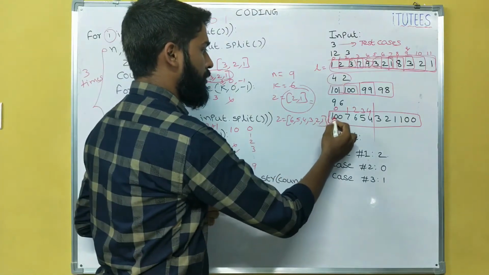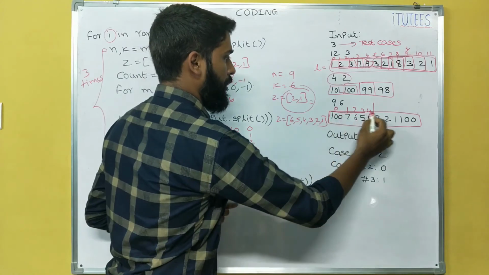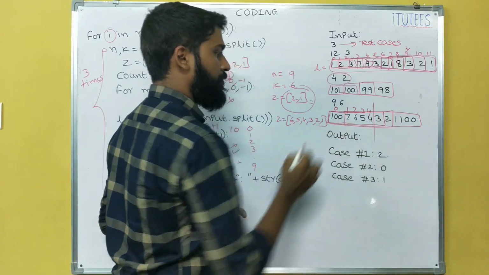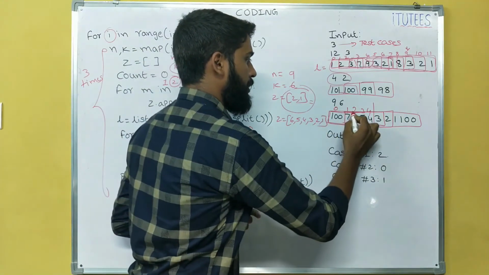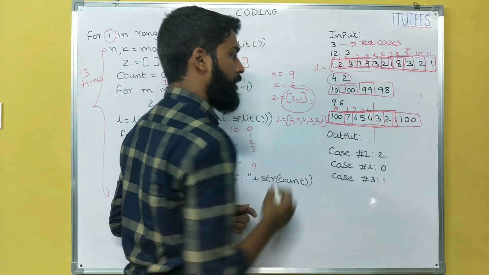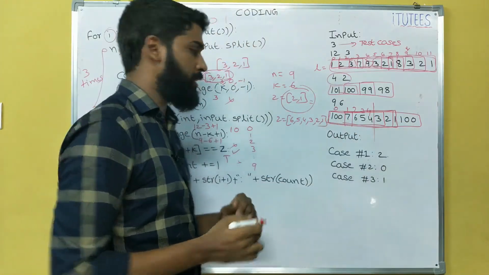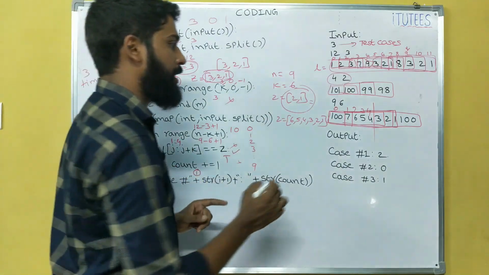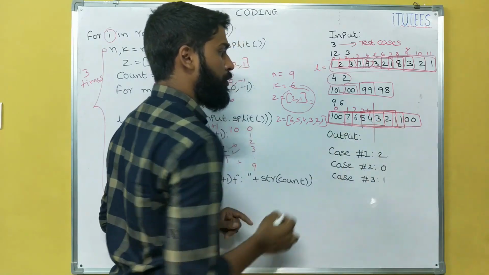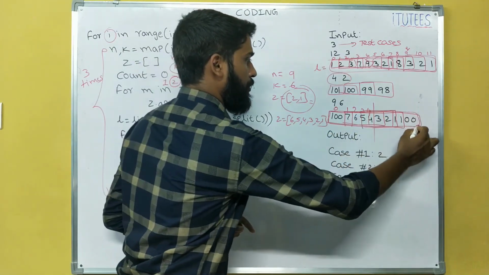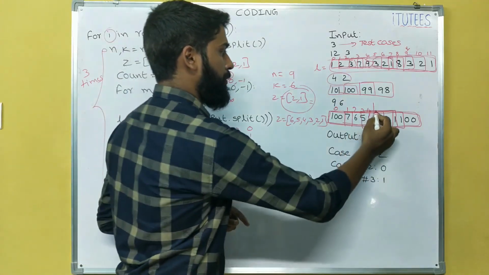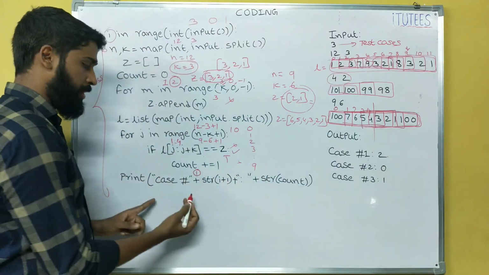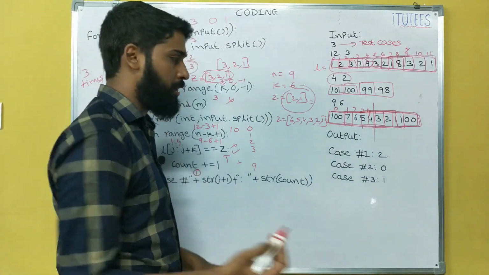So 1 0 0 to 6 here. 1 7 6 5 4 3. It is false. 7 6 5 4 3 2, false. 6 5 4 3 2 1. Yes, 6 5 4 3 2 1 is the same as z. So count is incremented by 1. In the next iteration, 5 4 3 2 2 1 1 false. 4 3 2 1 1 0 false. 3 2 1 1 0 0 false. That's it. We are out of the loop. We print Case hash 3 colon 1. So that's it.